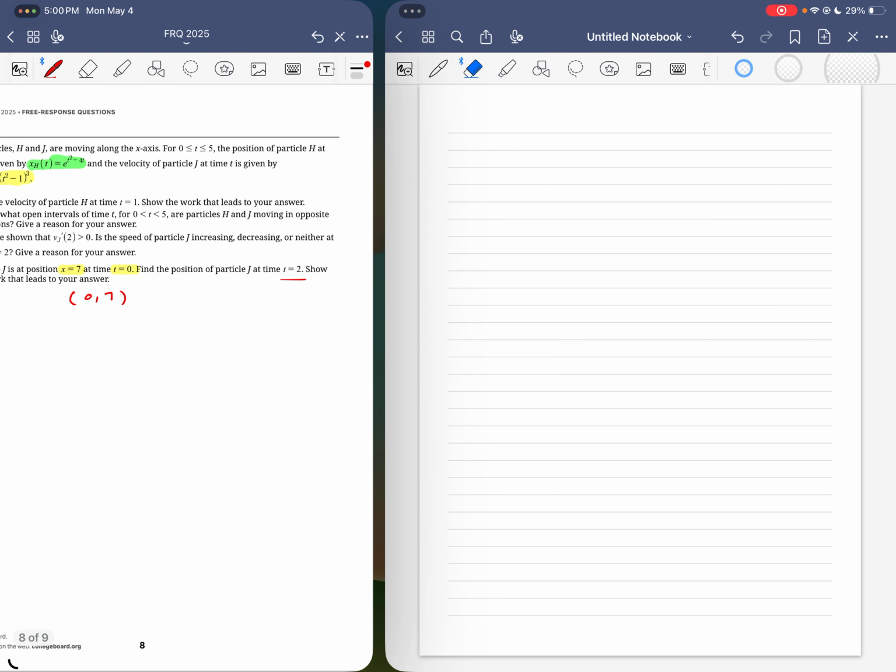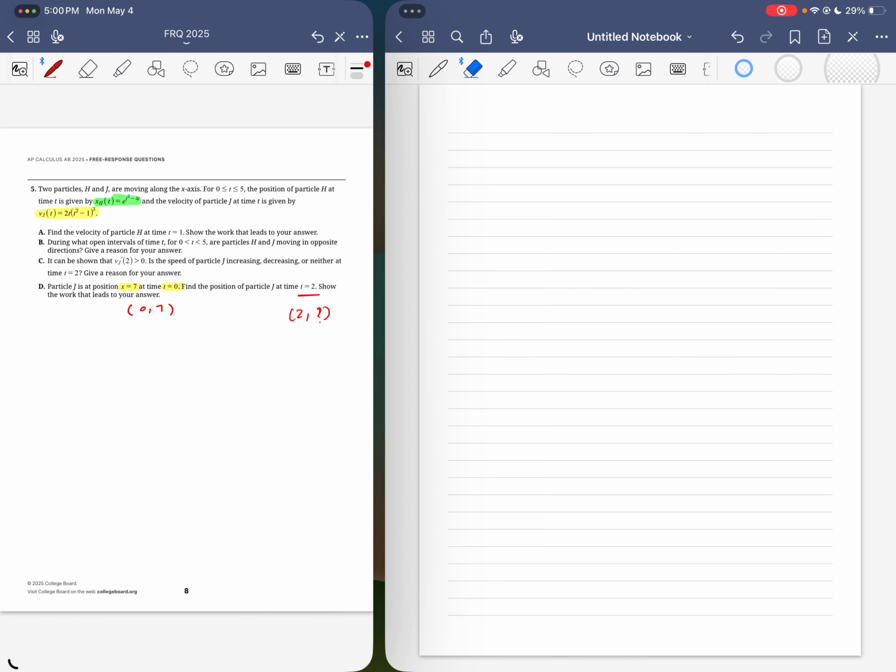And we want to find the position at t equals 2. That's what we want to find. All right, so let's do this because j is given to us. It's kind of like this: the antiderivative from 0 to 2 of velocity dt is equal to position, which is x of j of 2 minus x of j of 0, right? So let's do this one.